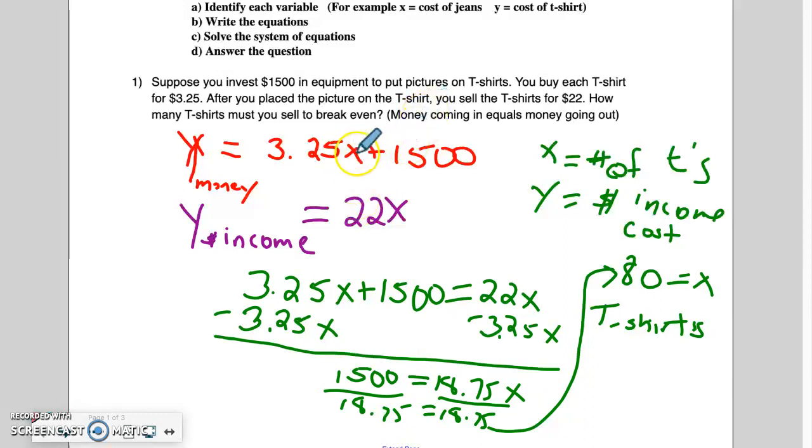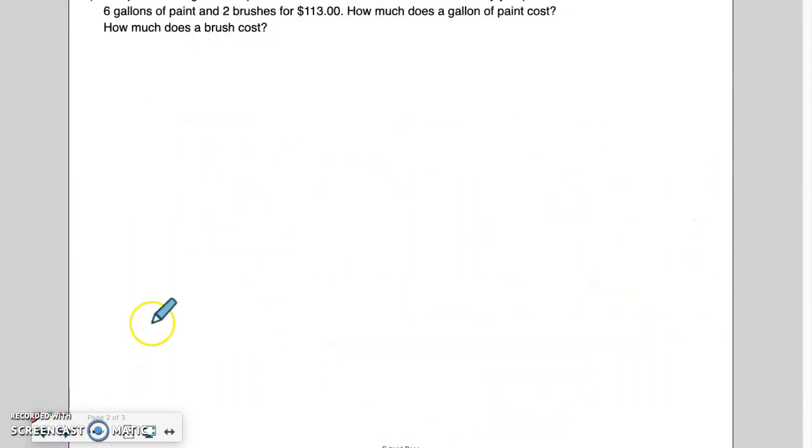Then you could find out how much money that would be. How much did you spend? How much did you take in with 80 t-shirts? And it's going to be the same thing. Sorry, I did not define my variables at first. I need to do that.